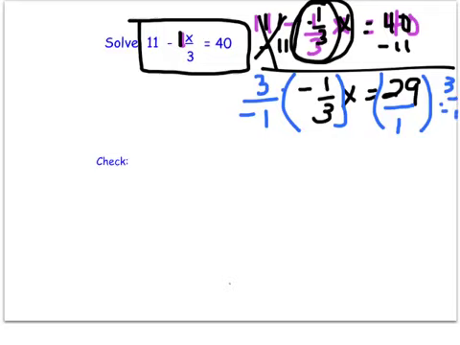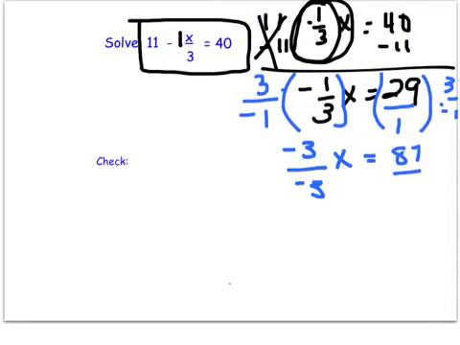Alrighty, when I multiply across, 3 times negative 1, I get negative 3 over negative 3x equals 87 over negative 1, because I have my 1 times my negative 1. So I know that negative 3 divided by negative 3 is 1x equals 87 divided by a negative 1, negative 87. So that x equals negative 87.